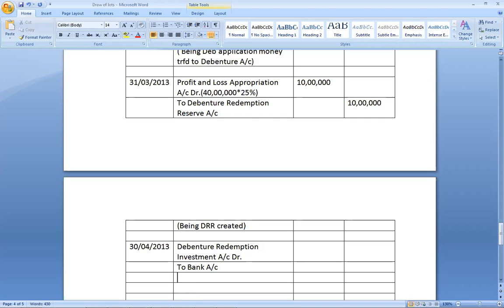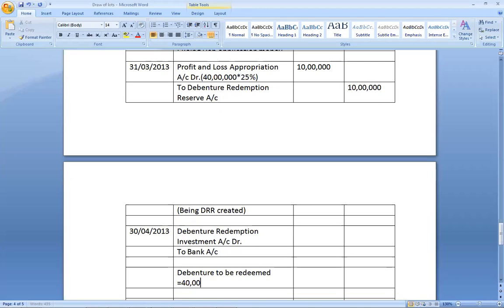Now, what is the value? Debenture to be redeemed is 60% of 40 lakhs, 24 lakhs.